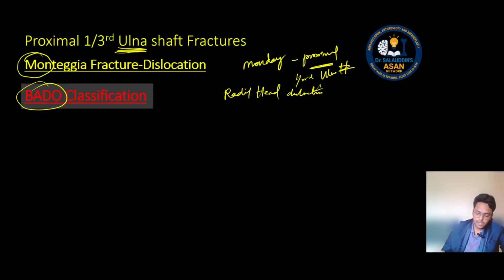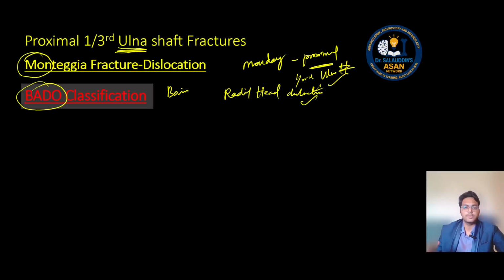So Bado classified the Monteggia fracture dislocation into 4 simple types. What is the basis for this classification? There is a fracture and there is a dislocation. He depended on the displacement of the radial head, on what side it is displacing, whether it is going anterior, medial, lateral or posterior.